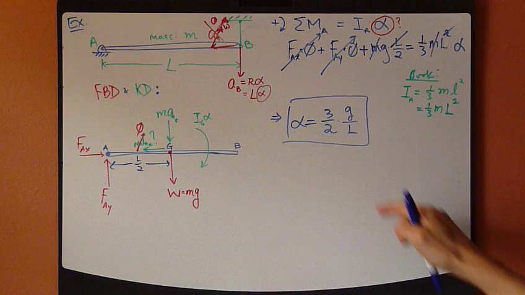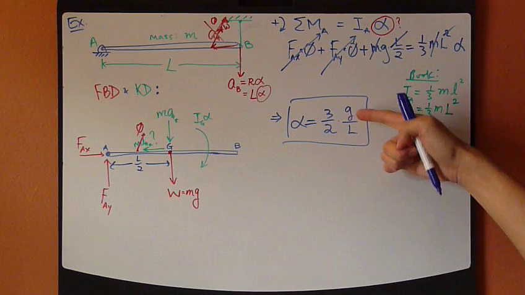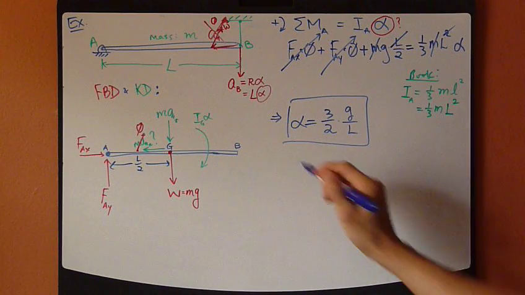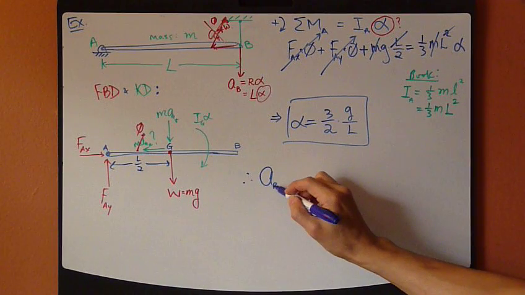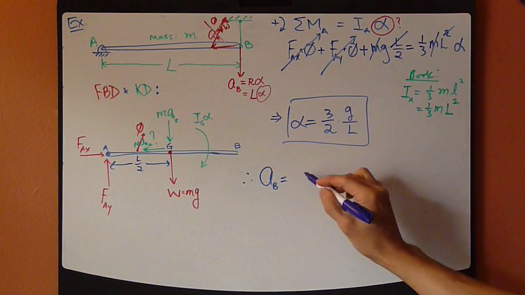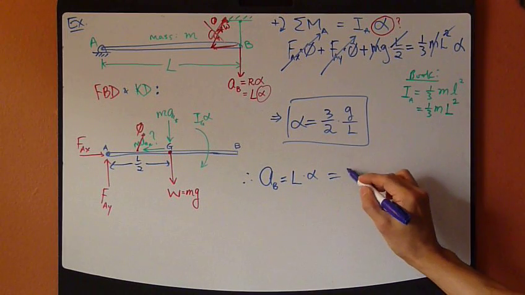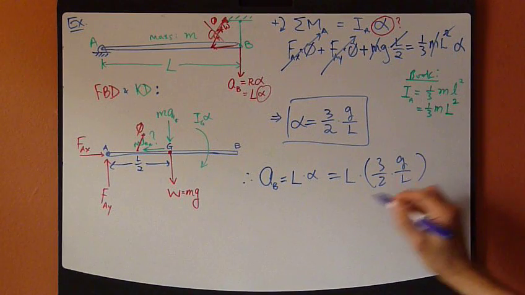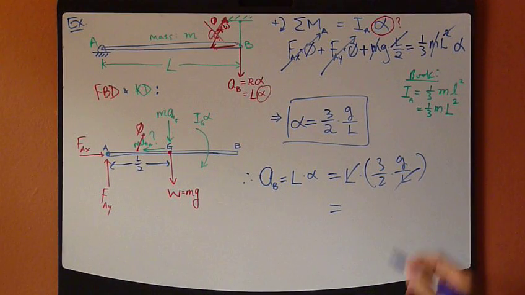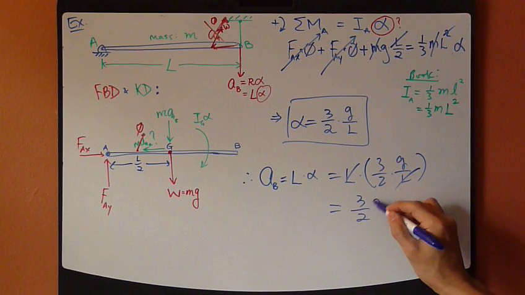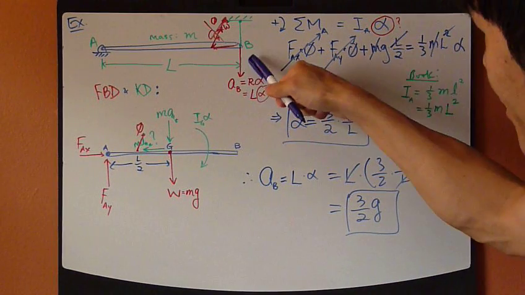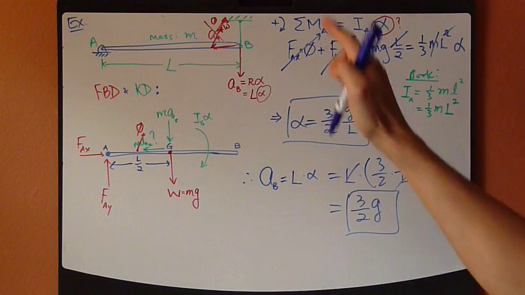So 3 over 2 times G, which is a constant, over L, another constant. So my acceleration of B equals L times alpha, which is L times, bringing this in here, 3 over 2, G over L, cancel out. That's your answer. 1.5 times the gravitational acceleration. That's the acceleration at point B, right at this instant.